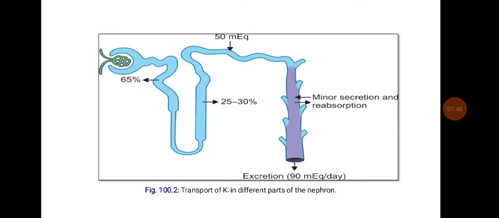If you see the potassium dynamics, 65% of the potassium is reabsorbed in the proximal convoluted tubule. 25 to 30% is reabsorbed in the thick ascending loop of Henle. 50 milliequivalents is secreted back in the distal convoluted tubule. Minor secretion and reabsorption occurs at the collecting duct. So overall, daily 90 milliequivalents of potassium is excreted per day.